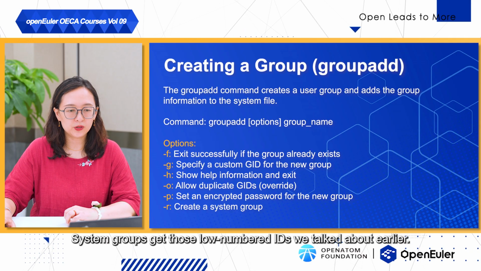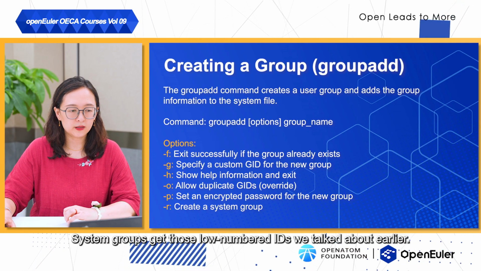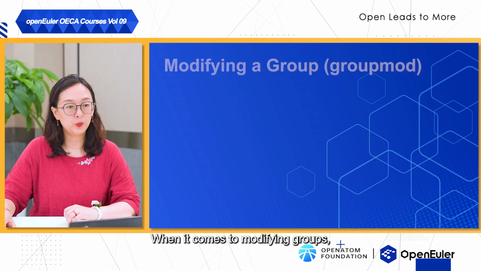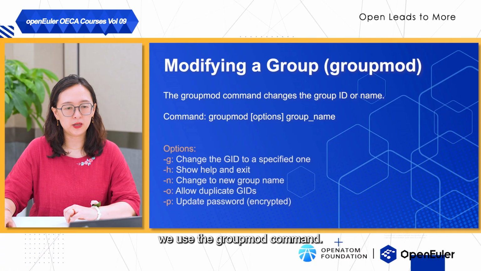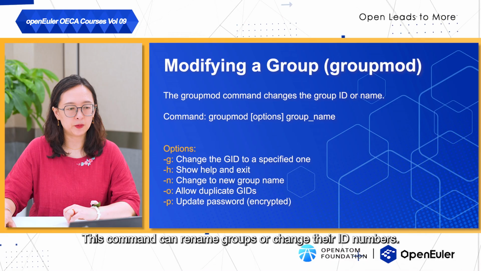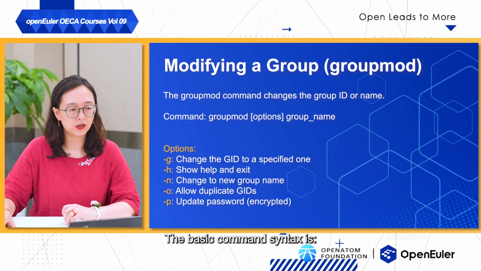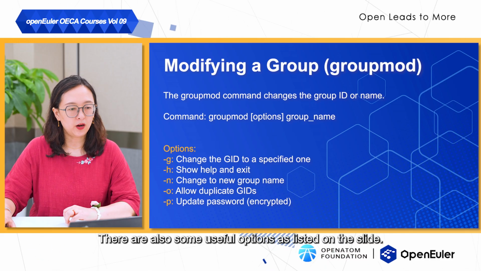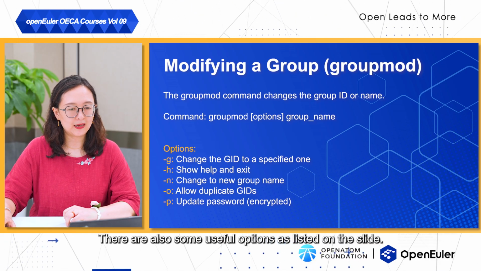System groups get those low-numbered IDs we talked about earlier. Normal groups get higher numbers automatically. When it comes to modifying groups, we use the groupmod command. This command can rename groups or change their ID numbers. The basic command syntax is groupmod space options space group name. There are also some useful options as listed on the slide.